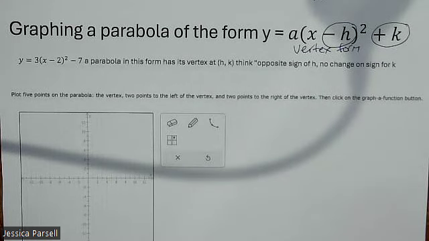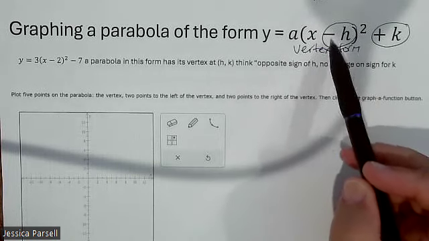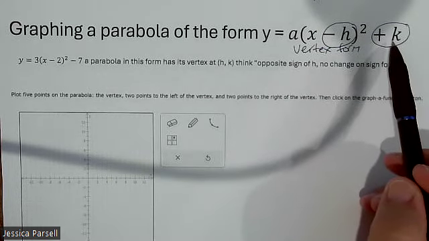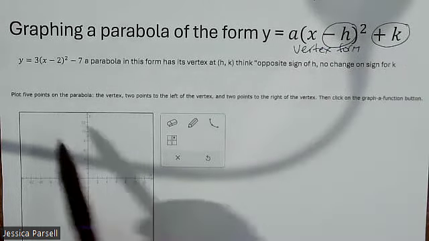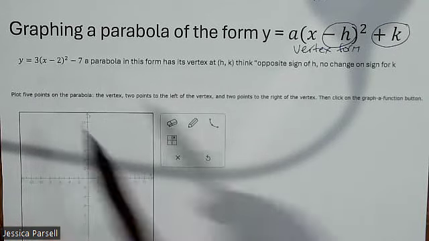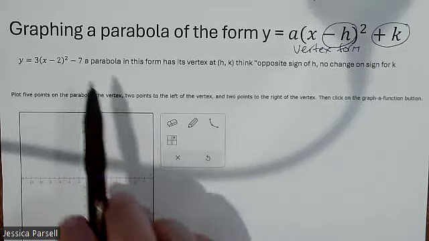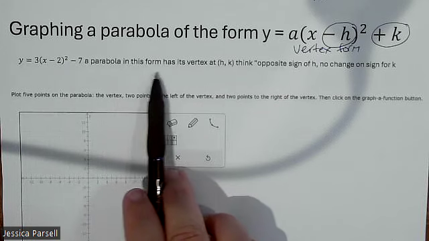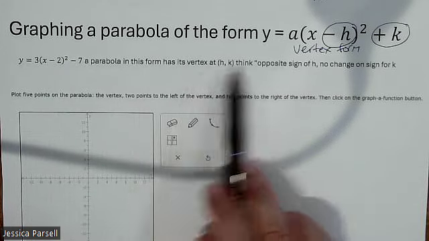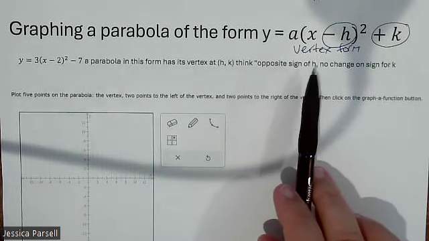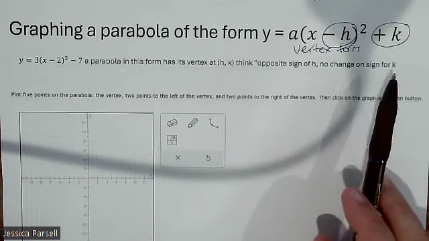So if you have a parabola that is written in this format, we can take the opposite sign of whatever the h value is in that equation, and then we can take whatever k value they have. So we have an example problem, y equals 3 times the quantity x minus 2 squared minus 7. And I'm just putting some notes here. This is a parabola. We know that because it's x to the second power. In this form, it has the vertex at (h, k). And what I have put down here is think opposite sign of h, no change on sign for k.